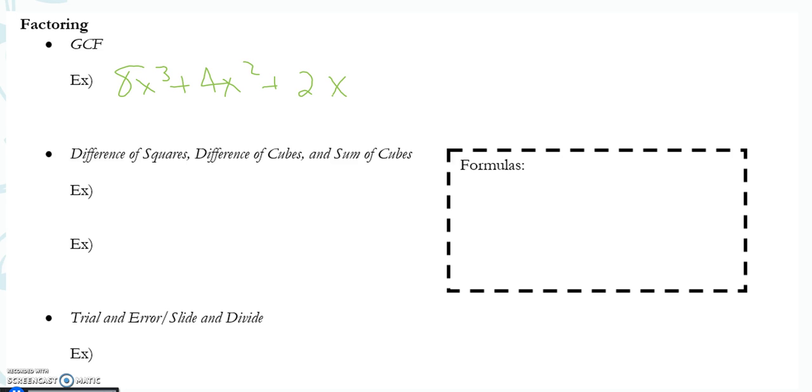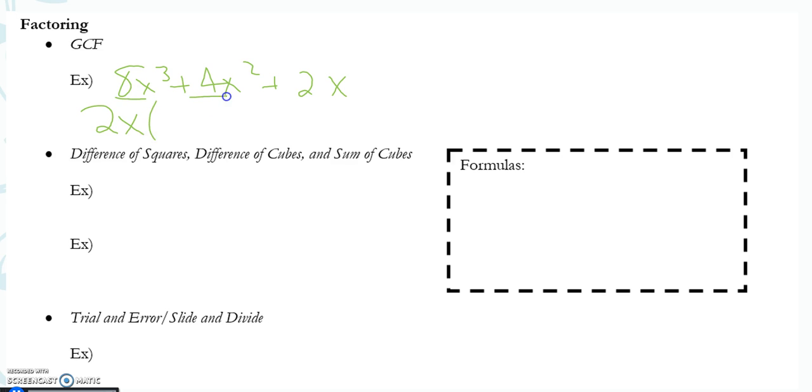So the first thing is I check for a number that can go into all of the numbers. So 8, 4, and 2. 2 can go into all of them. Then I look for variables. So they all have x's, and the smallest amount of x's is 1, so 2x is my GCF.